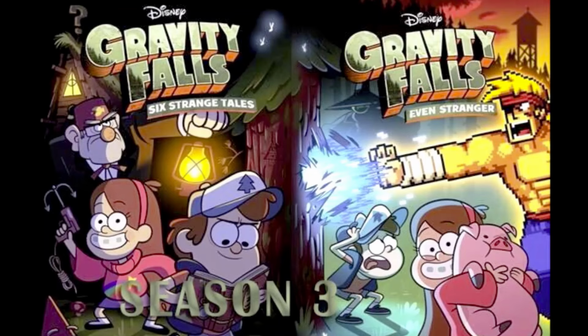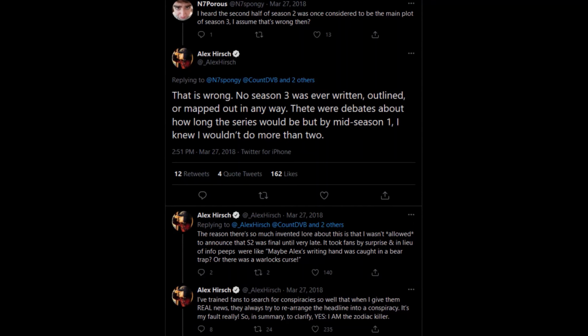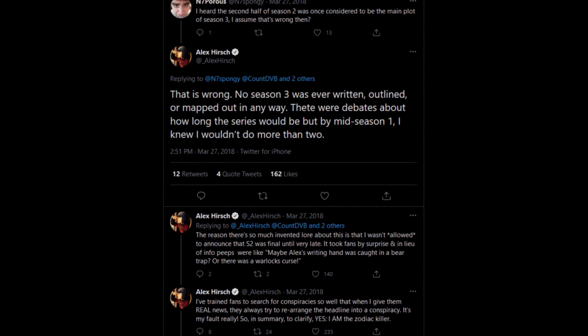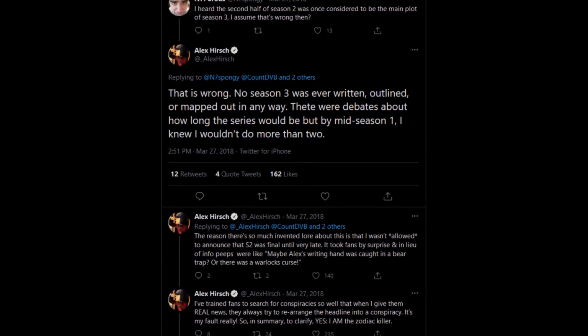Season 3 rumors. Gravity Falls Season 3 has been a rumor since 2016, all the way till present day, despite the fact that Alex Hirsch personally wanted to end the show because he felt like it was the natural next step. Alex Hirsch himself said no Season 3 was ever written, outlined, or mapped in any way. There were debates about how long the series would be, but by mid-Season 1, I knew that it wouldn't be more than 2, Hirsch said.